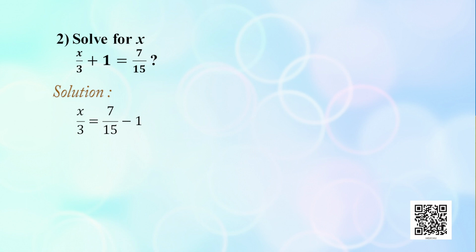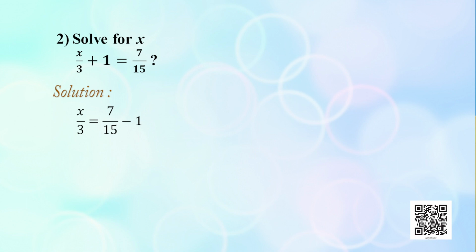The given equation is x/3 + 1 = 7/15. To eliminate 1, either you have to subtract 1 on both sides, or very simply just transpose 1 to the RHS, where it becomes minus 1.